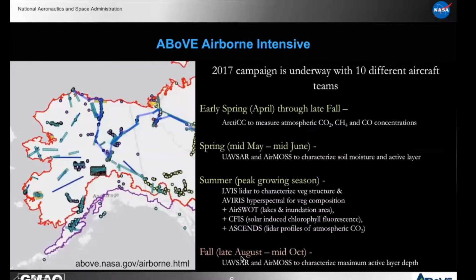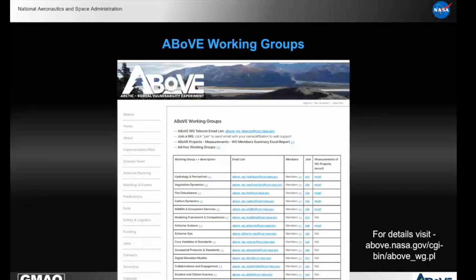And then what remains is, again, in late fall, we'll have UAVSAR and AirMOSS aircraft teams come back into the region and try to get an estimate of what the maximum active layer thickness is. So yeah, a lot of wonderful measurements are being taken, and we are trying to look at some of the quick look products and see how things are looking. So it's really going to be a very data rich environment for all of us come fall.